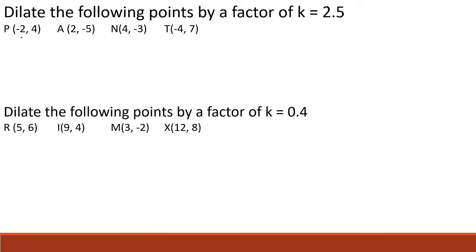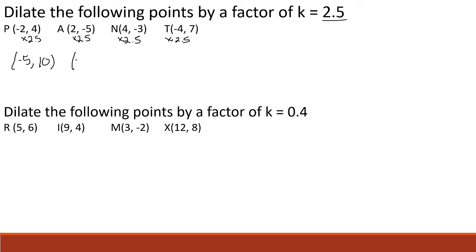So let's just do a quick practice here. If we want to dilate these by a scale factor of 2.5, I'm simply going to take each point and multiply it by 2.5. Both the x and the y, I'm going to do the same for all points. No difference between them. So this right here, this would be negative 5, 4 times 2.5, which is going to be 10.